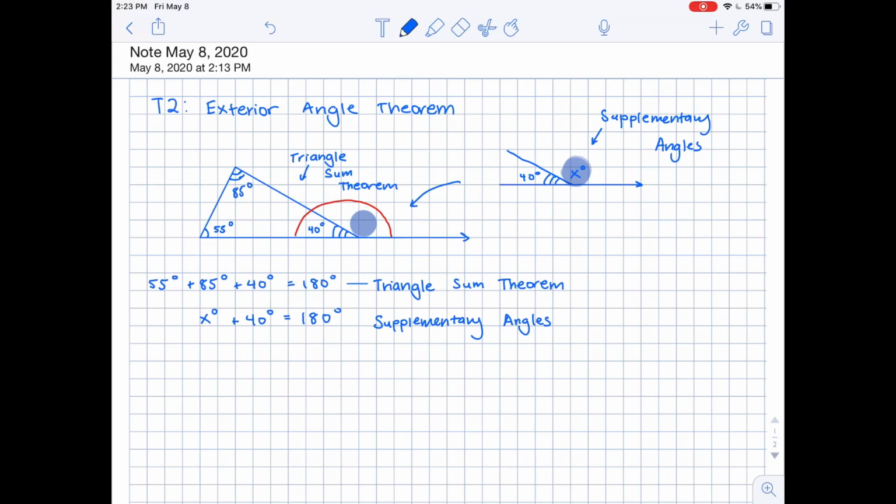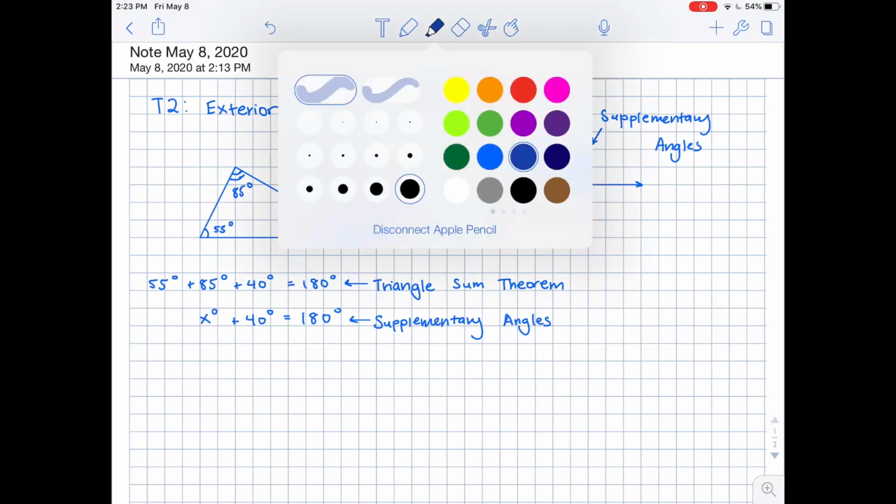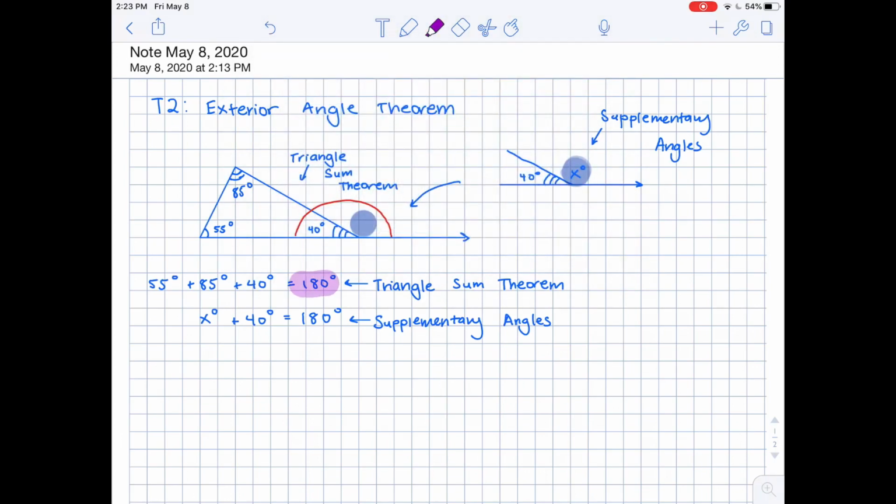Now, you may notice something interesting here. Okay. These equations almost look very similar. They both equal 180 degrees. They both have 40 degrees. Okay. Now the only difference is right here.